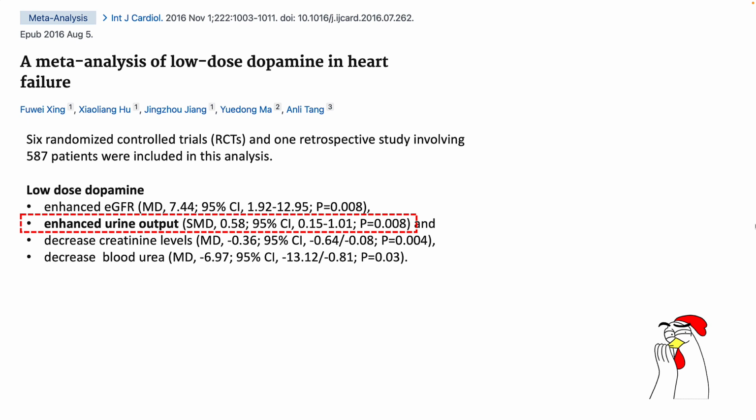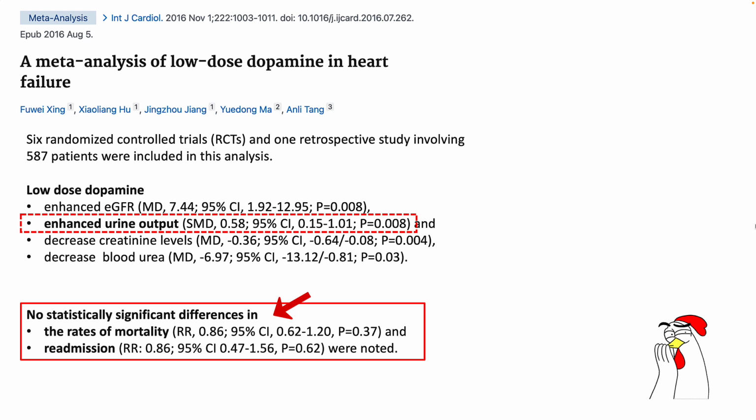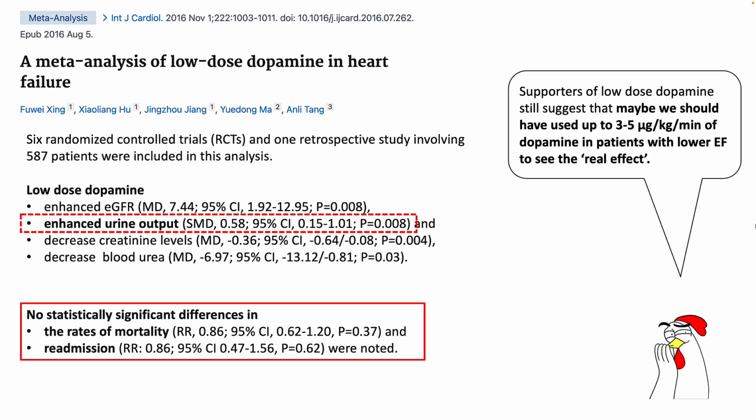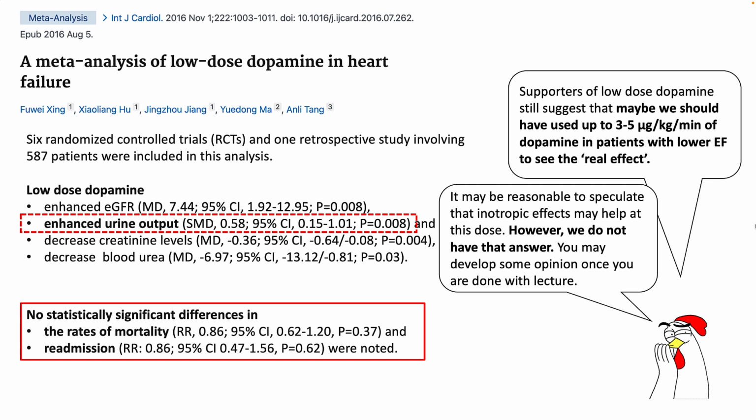A meta-analysis of low-dose dopamine in heart failure showed that it does improve the urine output somewhat. However, it did not improve mortality or readmissions. Supporters of low-dose dopamine still suggest that maybe we should have used a higher dose, up to 3 to 5 micrograms per kg per minute, as at this level it also has inotropic and chronotropic effect. However, we do not have an answer to that question yet.